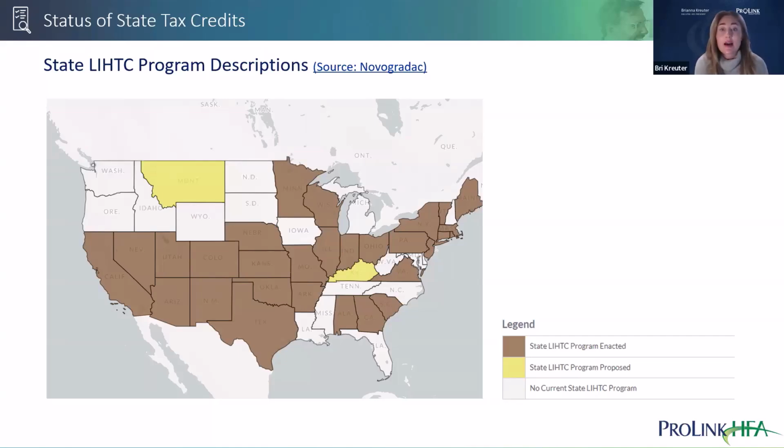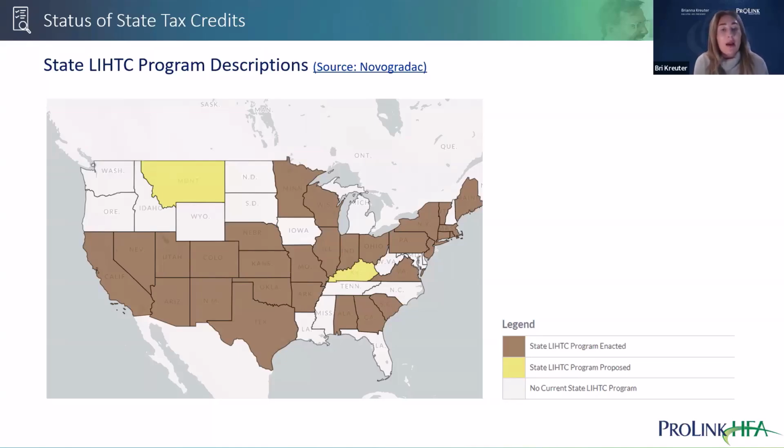21 states are remaining. In the yellow on this map, you can see there's a couple where programs have been proposed, and then the white indicates the states where there is not currently a state LIHTC program being offered. It's quite an effort to go through state legislation to get these state tax credit programs up and running, funded. So it's great to see that 29 have actually accomplished that, and I'm sure more will come in the future.